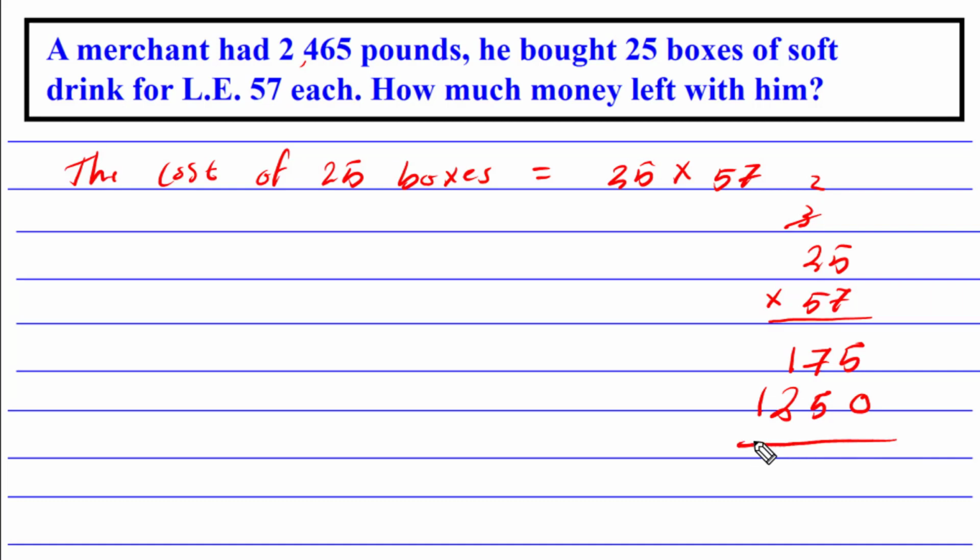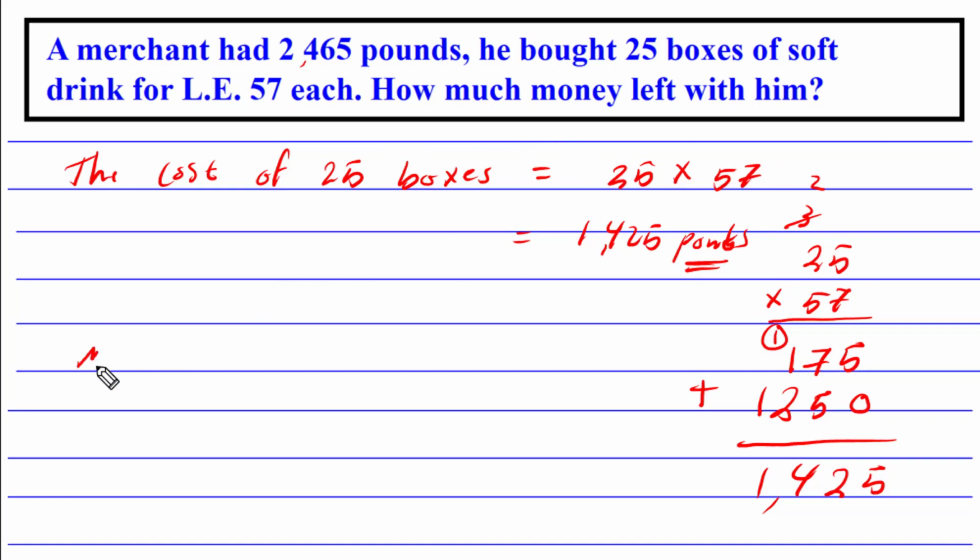Now we can add the two partial products. 5 plus 0 equals 5. 7 plus 5 equals 12. Write 2 and carry 1 over 1. It will be 2. 2 plus 2 equals 4. Bring down 1. So it will be here 1,425 pounds. To find the money left with him, we will subtract.